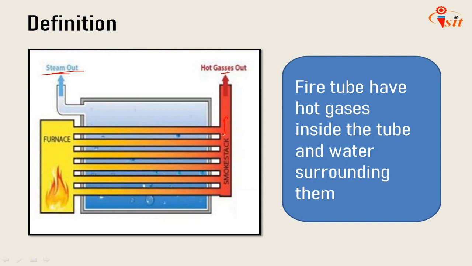So basically, in a fire tube boiler, the indicator is that the hot flue gases are flowing in the horizontal tubes. So that is the indicator of fire tubes. You need to remember this thing.